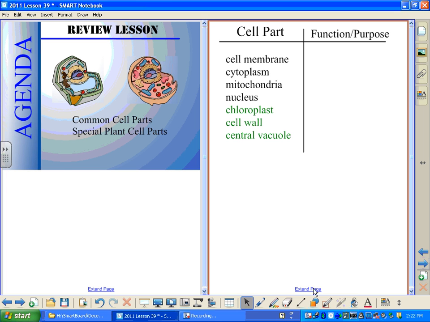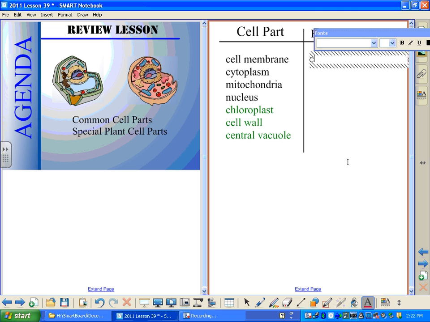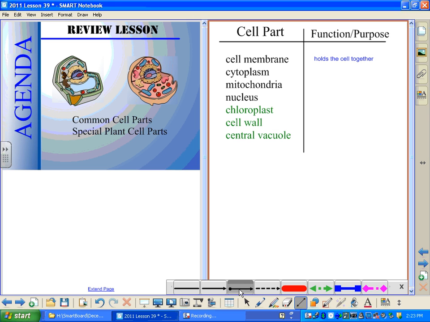So over here on our function and purpose side, we can say that the cell membrane holds the cell together, and in doing so, it also controls what goes in and out of the cell. So the cell membrane is not solid. It has holes in it and allows good things to come in and bad things to leave the cell. All right, let's move on to our next common cell part.